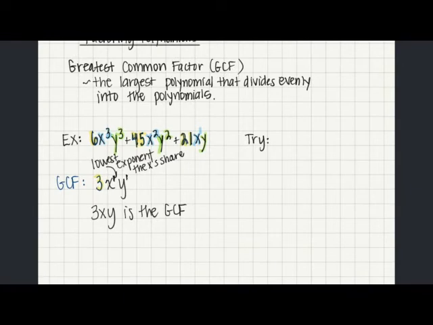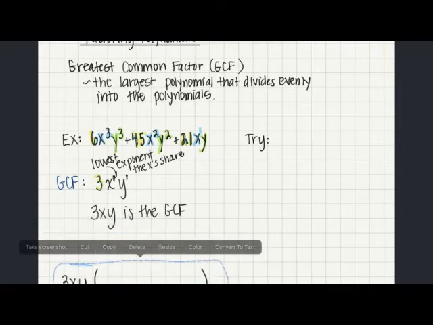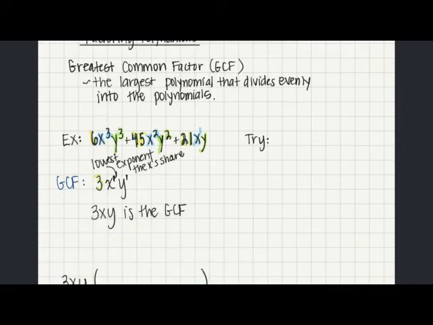If I factor the greatest common factor out of the polynomial, I'm going to have a 3xy on the outside, and then we have to determine what goes inside. The easiest way to see what goes inside, and it all depends on your skill level in math up to this point, is for me to divide out the greatest common factor from each term.